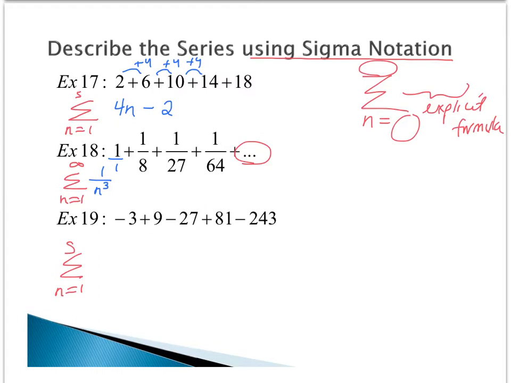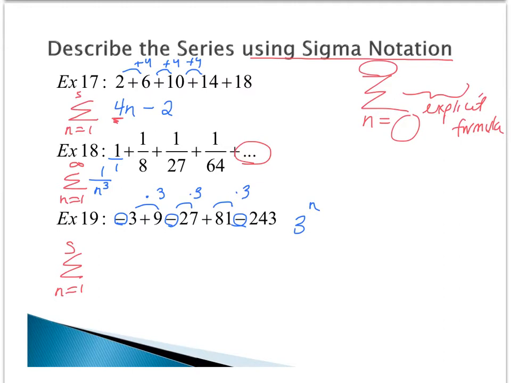In example 19, I want you to notice two things here. First of all, I want you to notice the alternating negative signs. Secondly, I want you to notice the multiples of 3. When we have adding of the same number, like in number 17, we see that number as a coefficient on n. So since I was adding 4, 4 becomes my coefficient on n. When we see multiplying by the same number, then that's when we start seeing that as a base raised to an exponent. So these are all powers of 3, which we could write as 3 to the n.